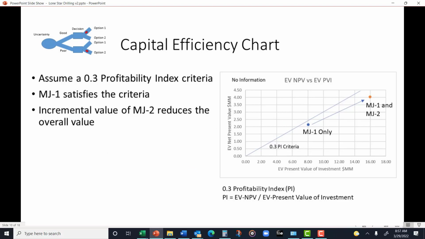Now, there's another way to look at these projects, and this is used by some companies, an economic term called the Profitability Index. The Profitability Index is defined as the net present value divided by the present value of the investment. So here I've shown a 0.3 criterion. Is 0.3 the right criterion?